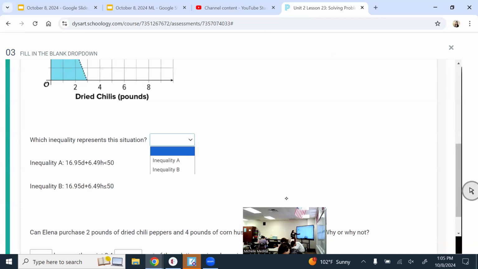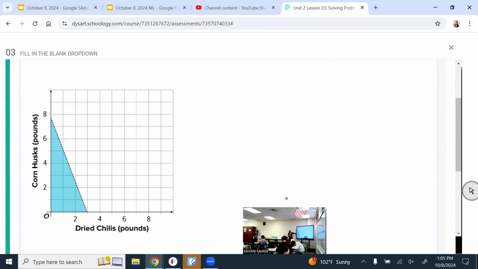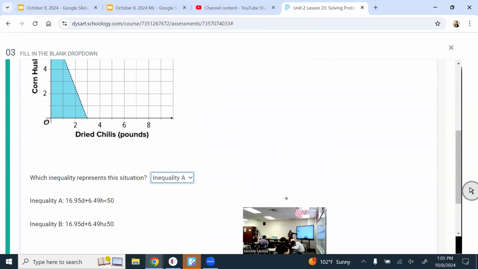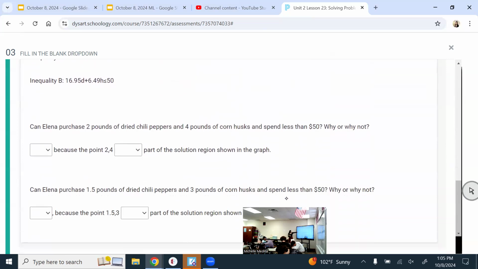A, because it's a dashed line. And because it said less than. Let me check again. Yeah, she wants to spend less than 50. So that means it can't be the 50 exact. So inequality A for sure.